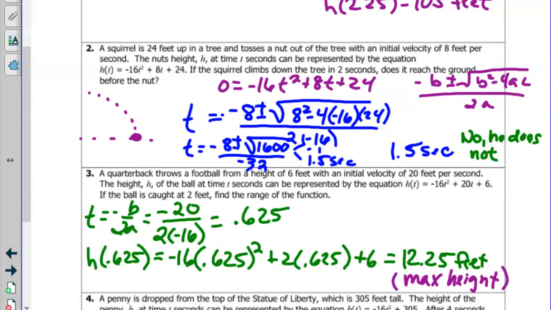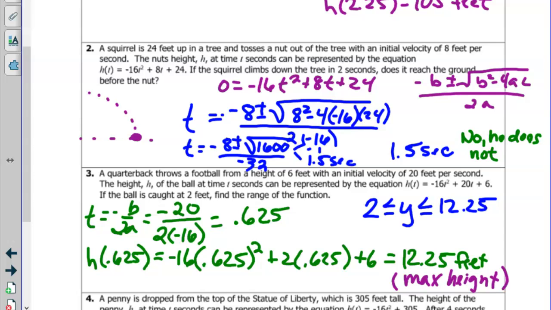We talked about how to list out the range. So we already talked about this. The shortcut told us what the minimum height was. What was the minimum height? 2. So you're going to write 2 is less than or equal to, we'll call it y. Well, y is range. It's h now. We'll call it y just to keep it simple. The max then is 12.25. So that's the range in feet that the ball will be in the air.